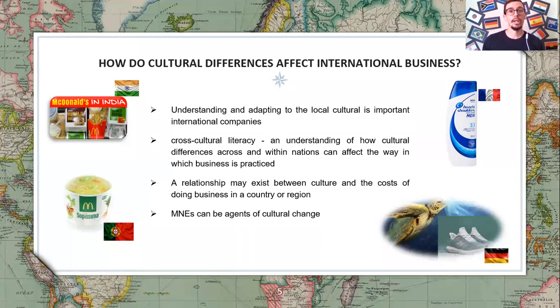Here on this slide, we can see examples to make it easier to understand what I'm talking about. In India, people don't eat beef because cows are sacred to Indians, so McDonald's has a vegetarian menu there. The Portuguese love soup, so the same restaurant has soup on the menu. Portugal is the only place in the world where McDonald's sells soup to clients on the menu.